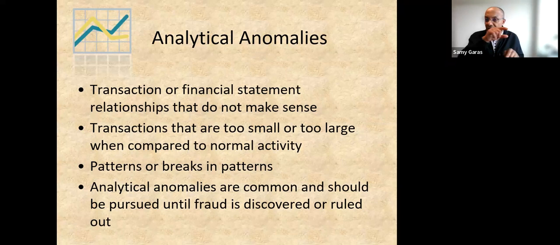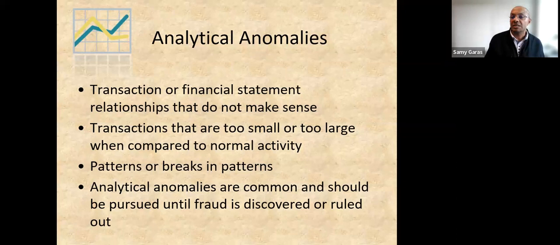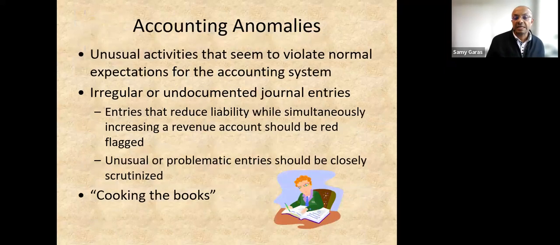So I check the pattern of sales to a certain individual, and if I find either unexpected high sales or low sales in a certain period, this might be a good catch that can help me to start investigating the matter. Analytical anomalies are common and should be pursued until fraud is discovered. So we keep running these analytical anomalies.